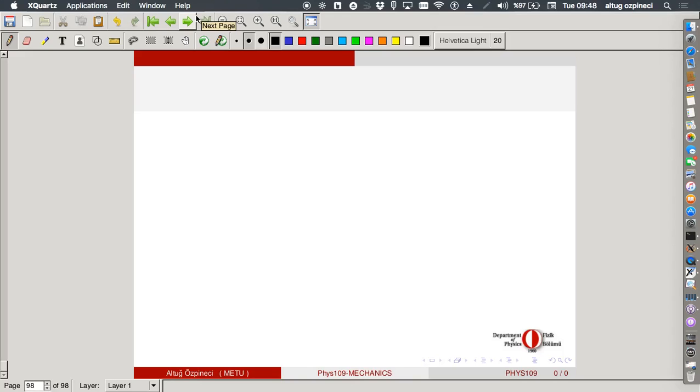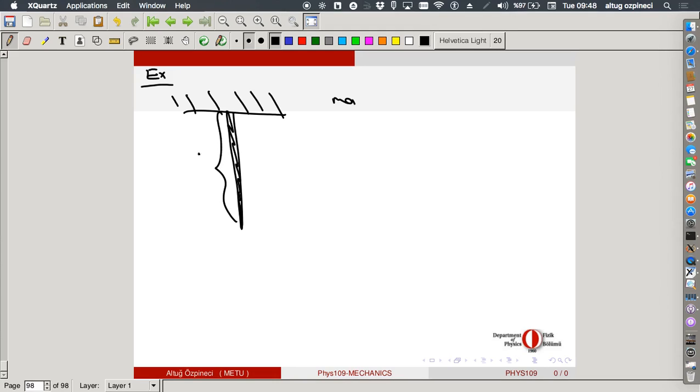Okay, let's continue with the tension. Suppose we have this mass, the wall, and let's say it's massive. We have a massive string of length L.